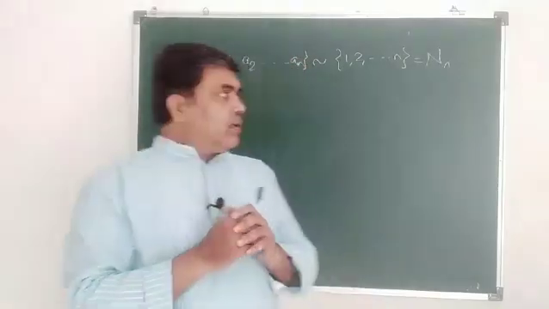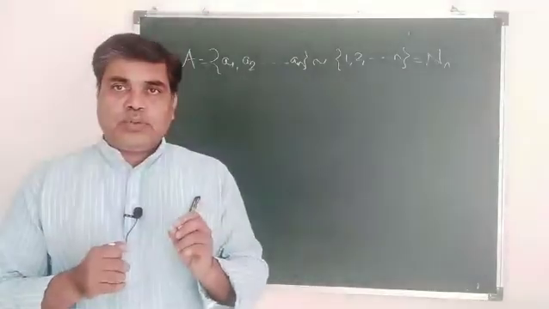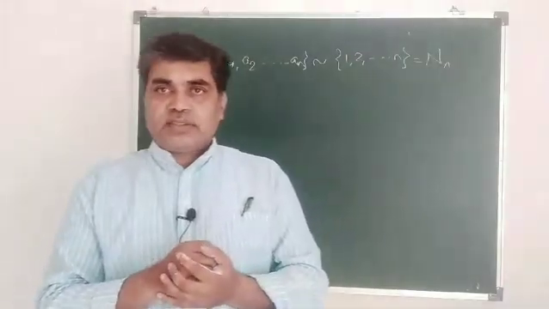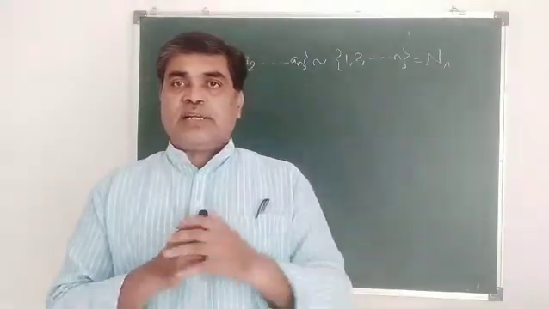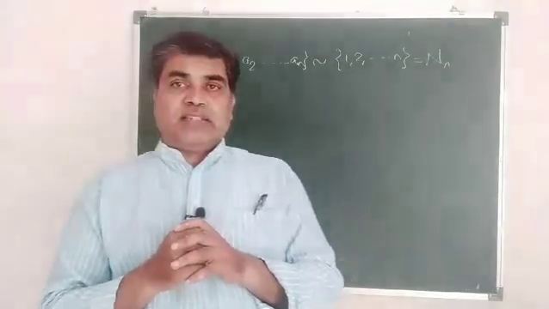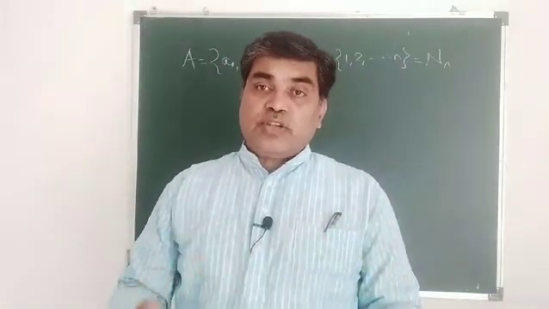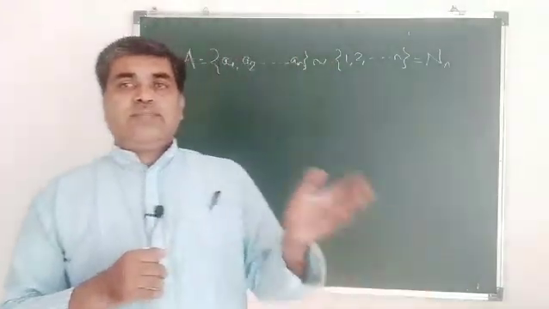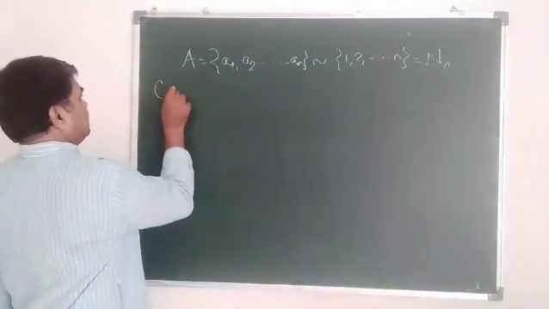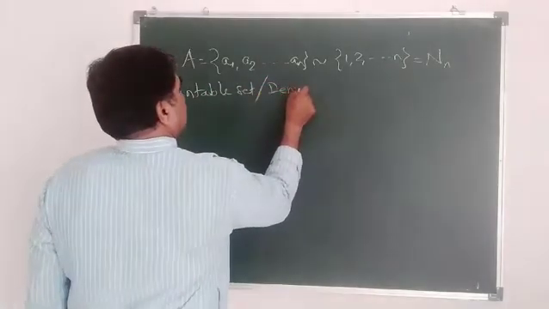And if a given set is not equivalent to any finite set containing n natural numbers, then that set is called an infinite set. Now in infinite sets also, what will be the sizes of those infinite sets? The smallest infinite set is the countable set or denumerable set.